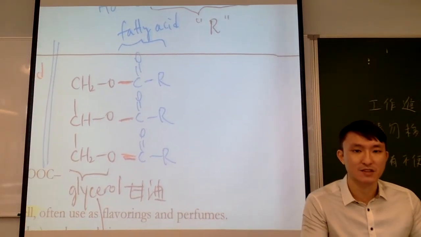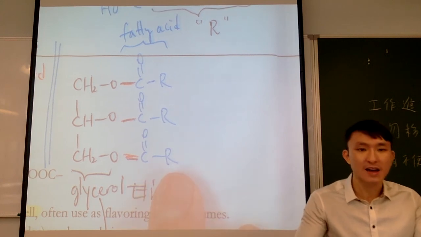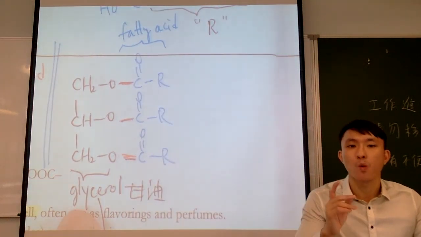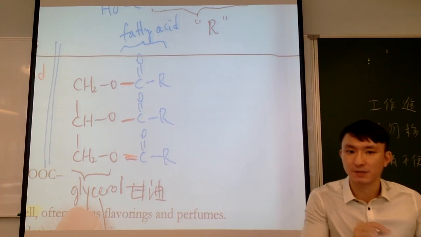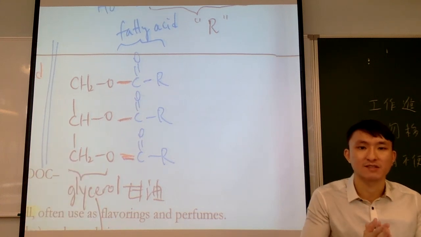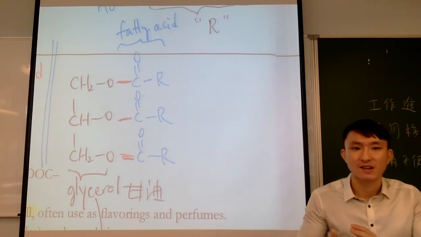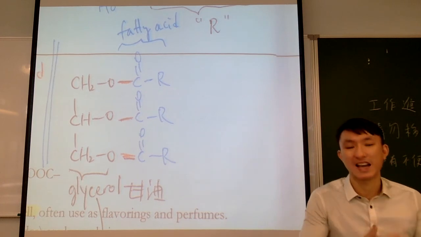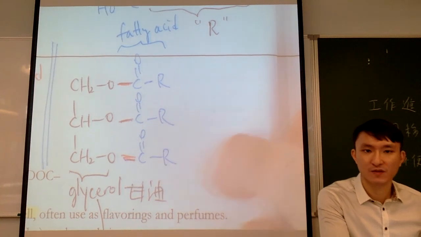And this triester is not made by 3 alcohol and 3 carboxylic acid. Instead, they are made by 3 carboxylic acid, which is known as the fatty acids, and 1 alcohol, which is called glycerol. And this particular alcohol has 3 hydroxyl groups. So altogether, you can see 1 glycerol plus 3 fatty acid undergoing esterification, forming a triester or triglyceride or a lipid molecule. Okay, so this is the structure of a lipid.